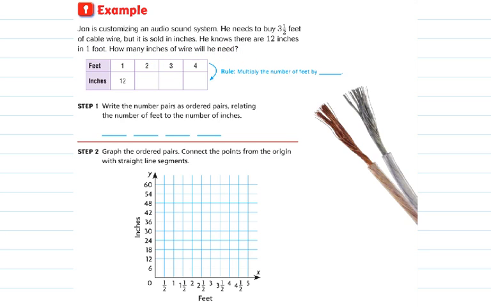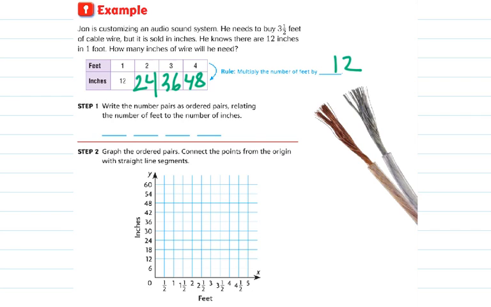So what we see here is for 1 foot, there's 12 inches. So the rule says multiply the number of feet by 12, because we know that's our conversion factor. So 2 times 12 is 24. 3 times 12 is 36. And 4 times 12 is 48.